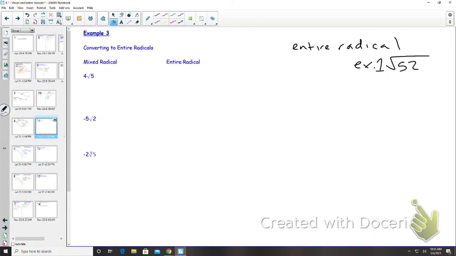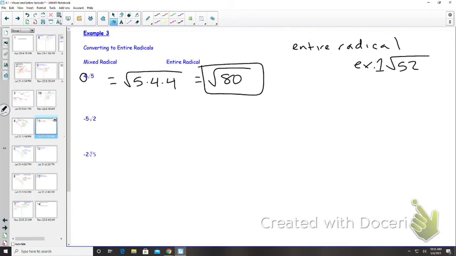So if we took out a 4 on a square root, we know that it is the same thing as 4 times 4 times 5, right? Is that okay? So if we're going from a mixed radical to an entire radical, we're just going to multiply those numbers. So 5 times 4 is 20, times 4 is 80, right? So it's root 80. And you could check your answer. You could just do 4 root 5 and then do root 80 and you will get the same value.